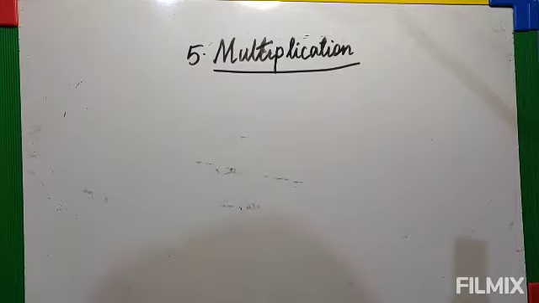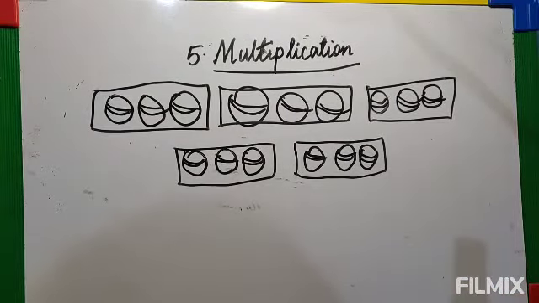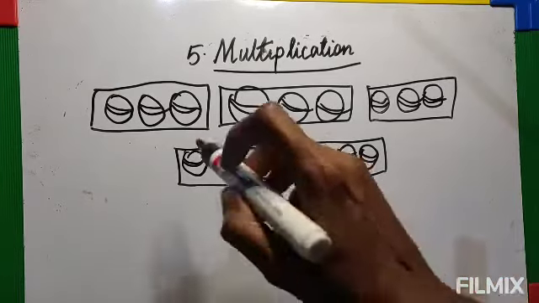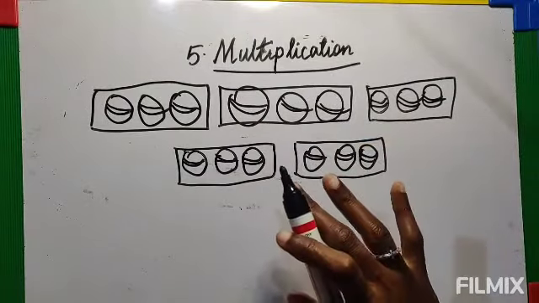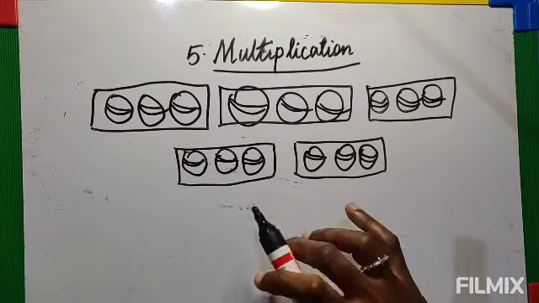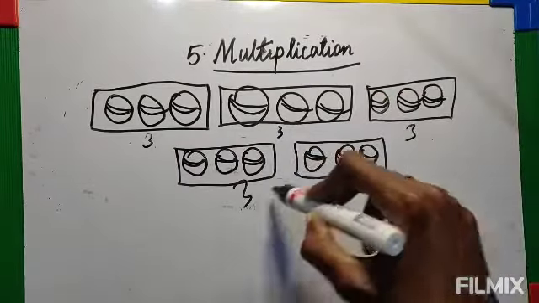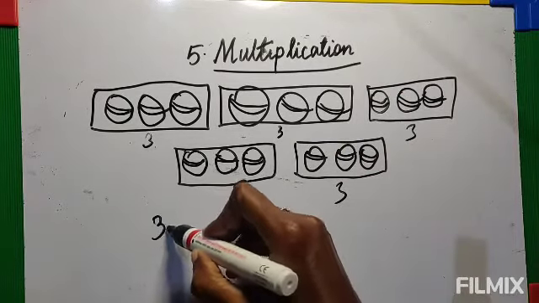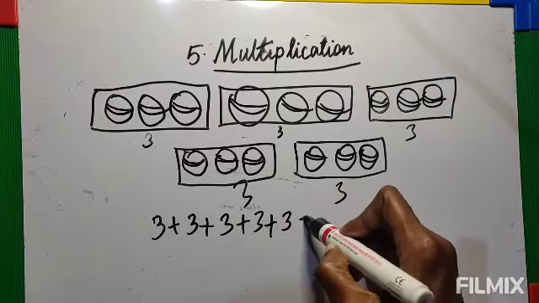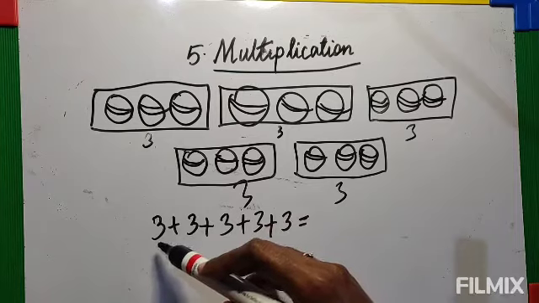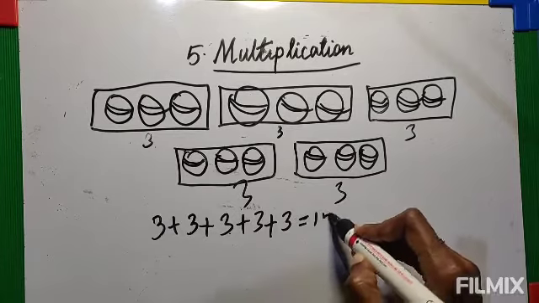Here I have drawn balls inside boxes. There are 5 boxes, and in each box there are 3 balls. You have to count the total number of balls. To count them, here there are 3, 3, 3, 3, 3. So you will add 3 five times. Then you will write it: 3 plus 3 is 6, 6 plus 3 is 9, 9 plus 3 is 12, 12 plus 3 is 15.